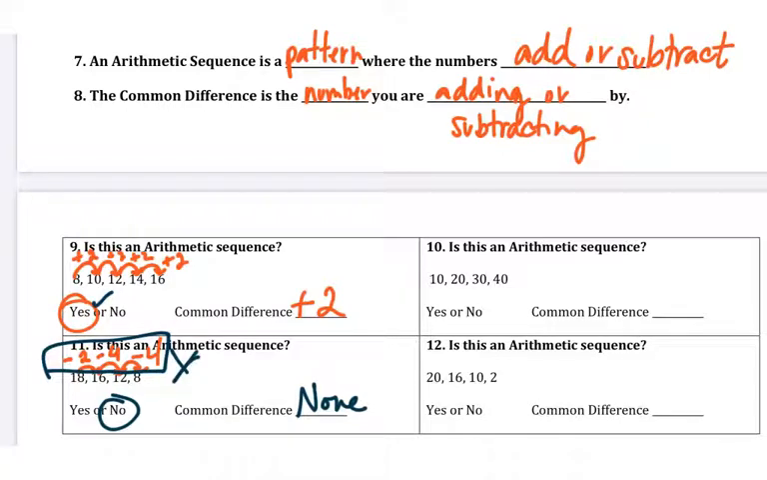So this one is not an arithmetic sequence. Okay, try the same thing with number 12. Yes or no? If so, what is the common difference?